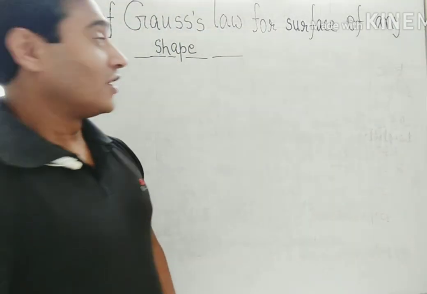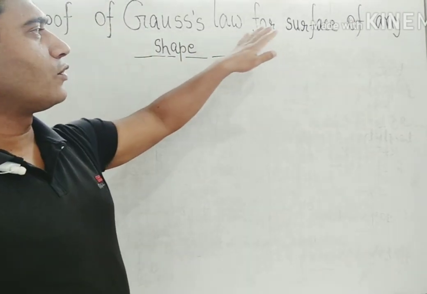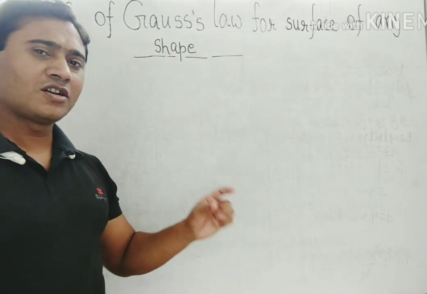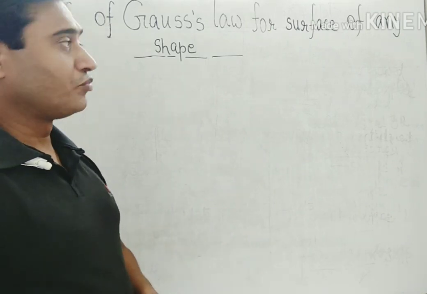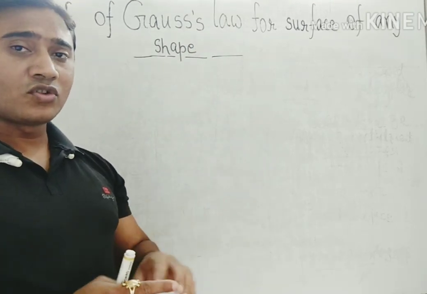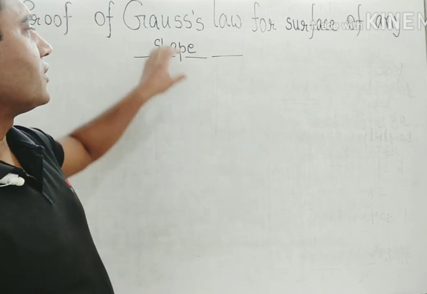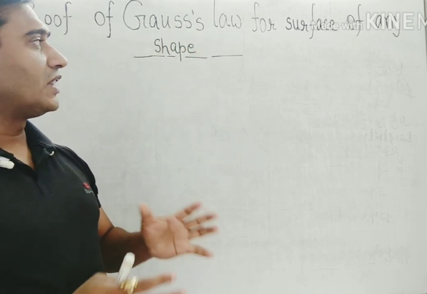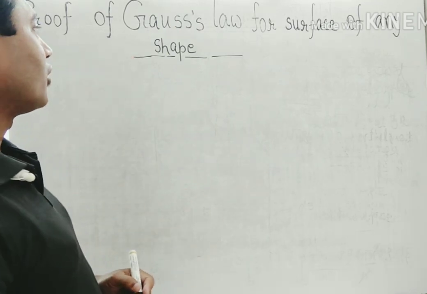So today's first topic, proof of Gauss's law for surface of any shape. हमने पिछले लेक्चर में देखा गॉसेस लॉ का जो प्रूफ था, that was for spherically symmetric surface. Now it's not always that we are given the surface of uniform shape, symmetrical shape. Many of the times the surface given in the problem will be of non-uniform shape. So in that case, how do we apply Gauss's law? How do we prove this Gauss's law? So let's begin with this.